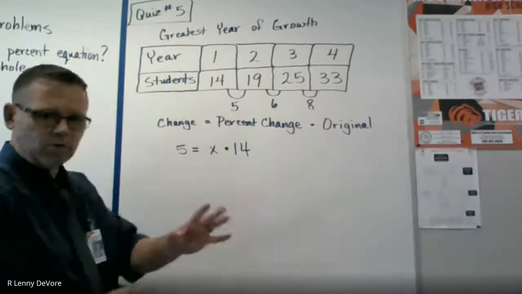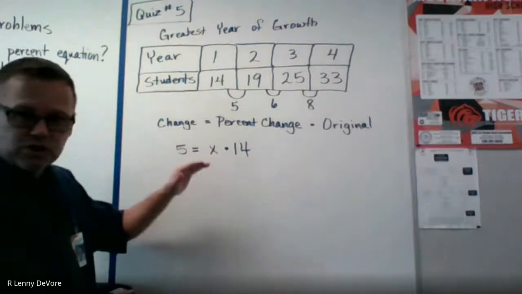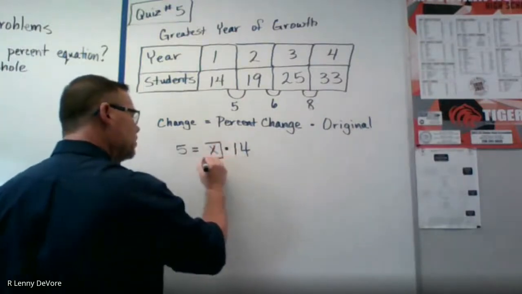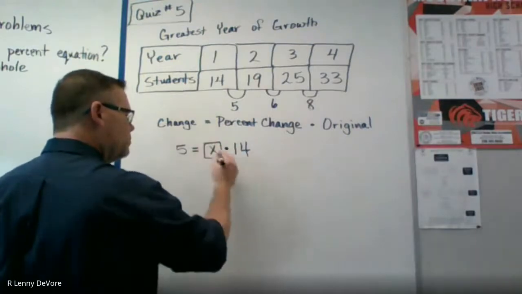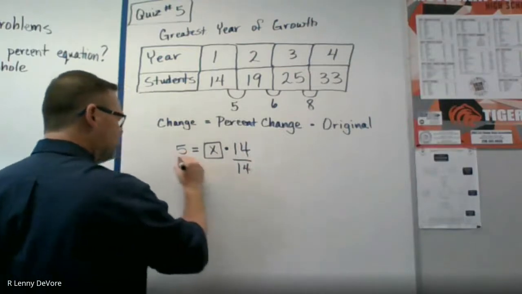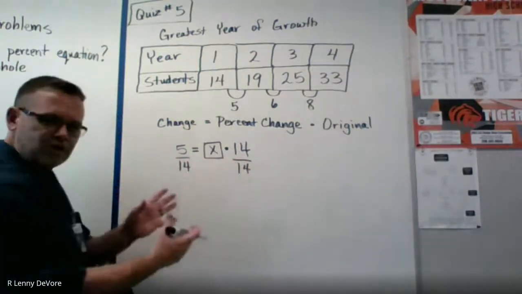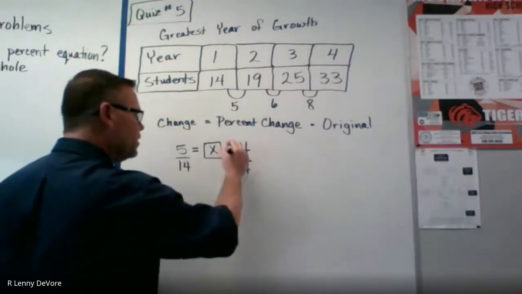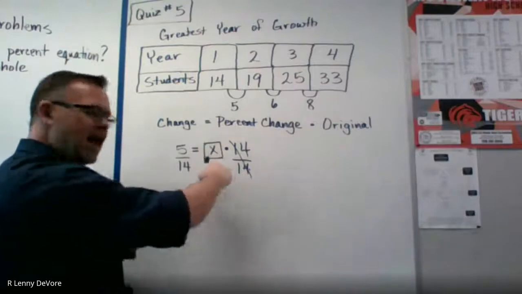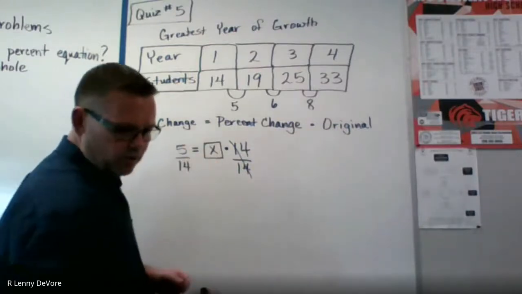Now, here's the important part. We want to always isolate the variable. Notice I always use x and y as my variables. So we're going to get x by itself to find out what it's worth. I'm multiplying here, which means I'm going to divide by 14. I have to do it on both sides of the equation, or else the equation doesn't stay equal. This is gone. 14 divided by 14 is 1. 1 times x is x. Then we do 5 divided by 14.